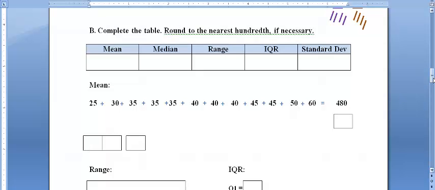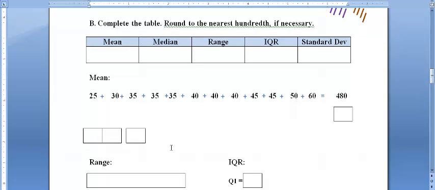Now what do we do to get the mean? Well, we need to take that 480 and we need to divide it by something, and what we divide it by is the amount of data values we have. And at the beginning it told us that we had 12 data values. So we need to divide 480 by 12. So take a moment to do 480 here divided by 12 on your calculator.